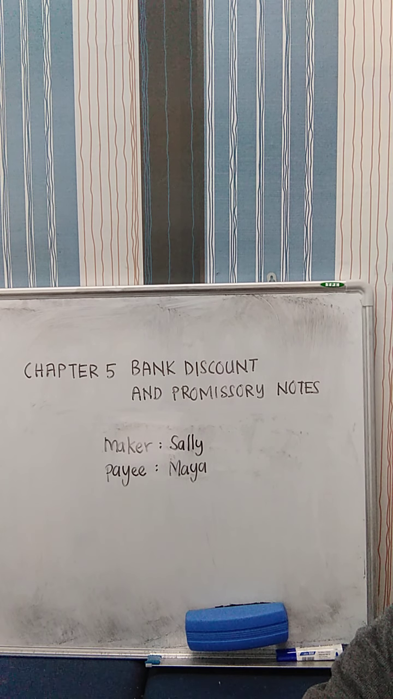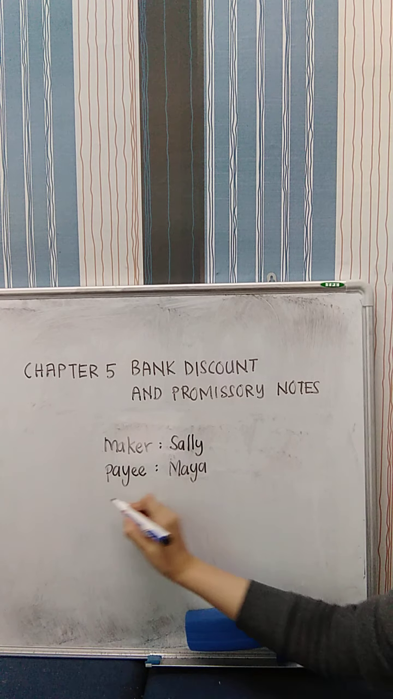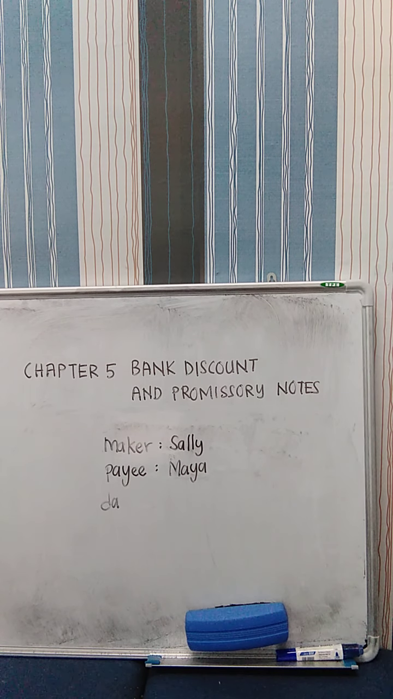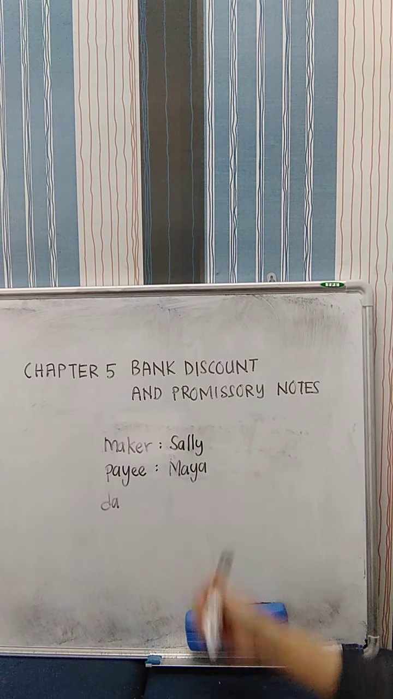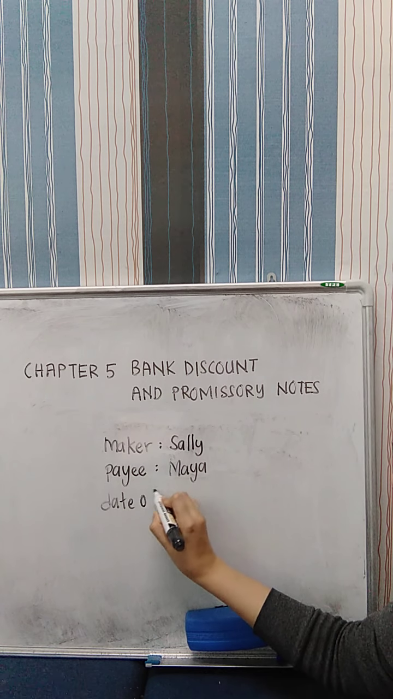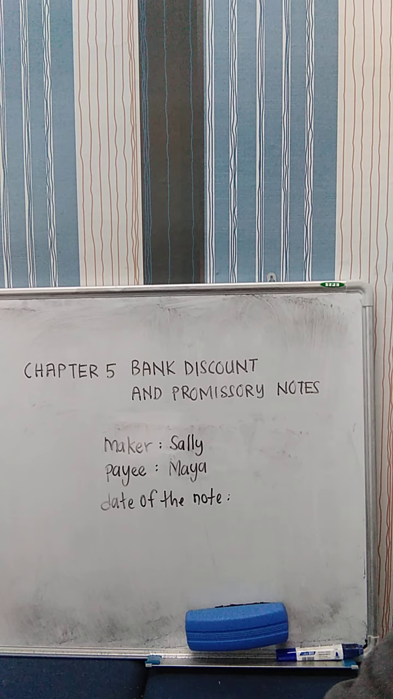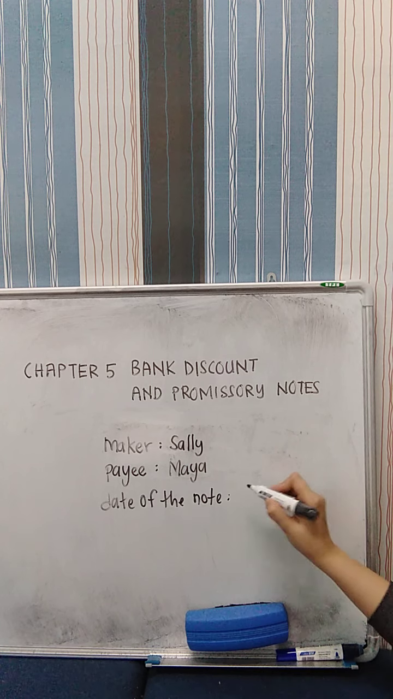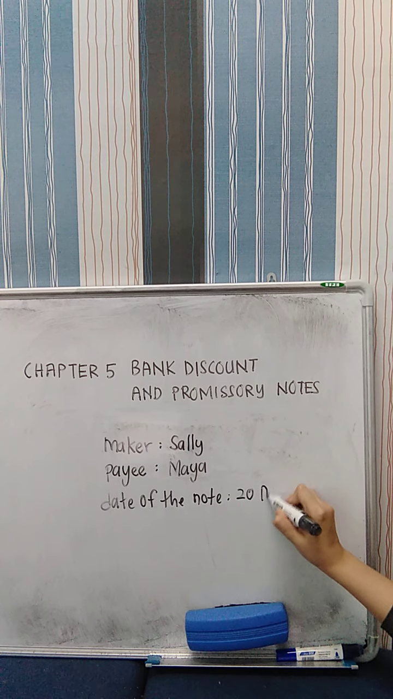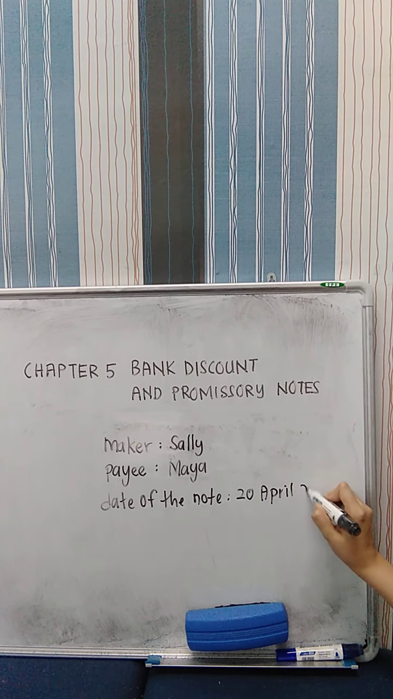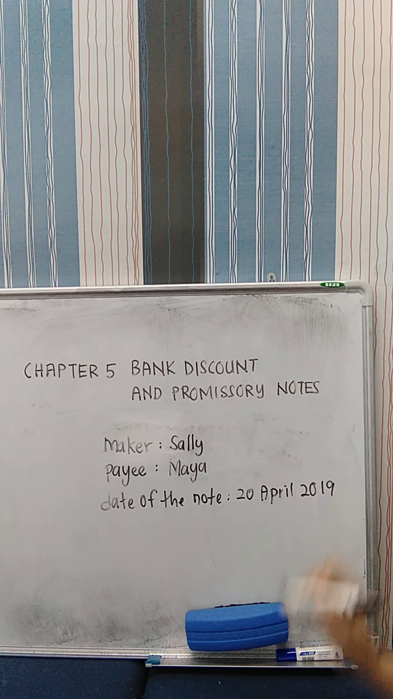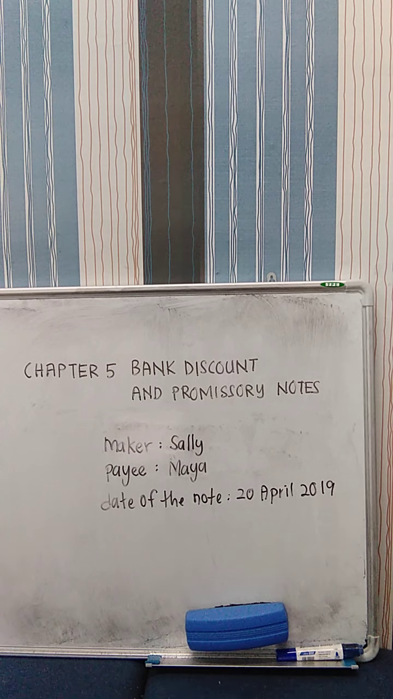Okay. Next, date of the note. Date of the note is when the note is written. The note is on 20 April 2019. This is the date of the note.